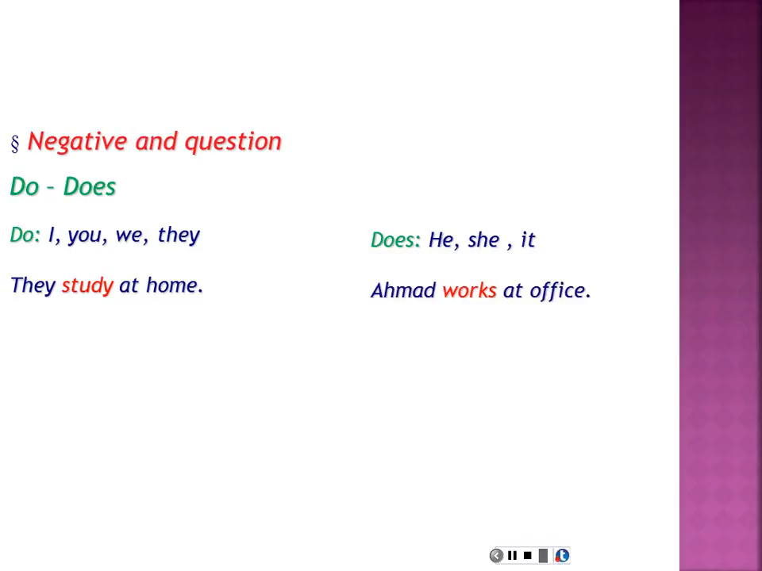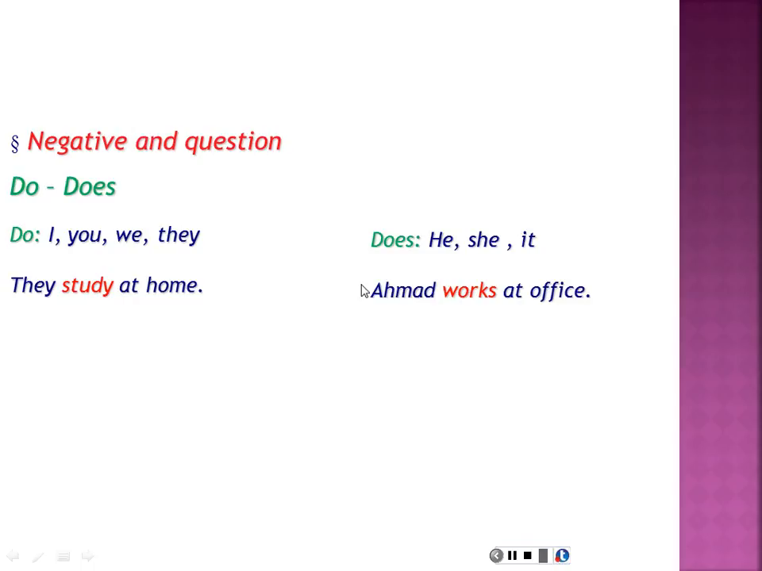And here for does we have Ahmed works at office. As you can see, we add s here to the verb because we said with singular third person we add s, because we have Ahmed.